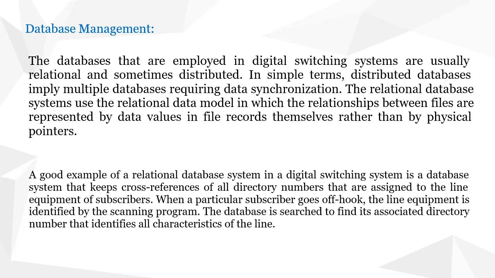Let's take an example. A good example of a relational database system in a digital switching system is a database system that keeps cross references of all directory numbers that are assigned to the line equipment of subscribers. When a particular subscriber goes off hook, the line equipment is identified by scanning the program. So by scanning the database, you will come to know which subscriber has gone off hook. The database is searched to find its associated directory number that identifies all characteristics of the line. So this is a best example of a relational database system.